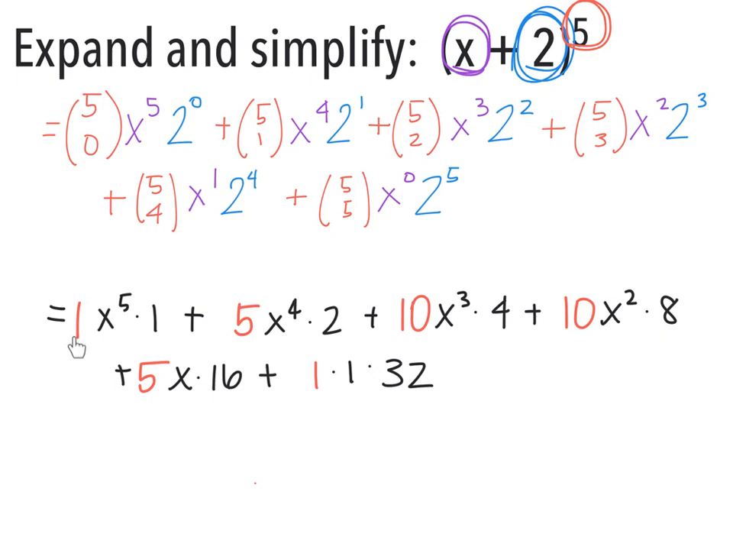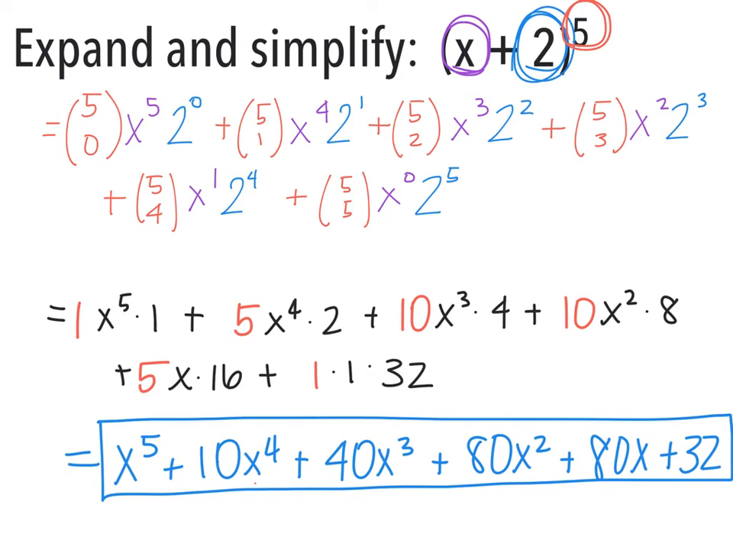All right, notice in red my expansion terms that I start with, so 1, 5, 10, 10, 5, 1. That's the same pattern that we saw at the beginning of the video. So when I expand this whole thing out and I simplify, I get x to the 5th plus 10x to the 4th plus 40x cubed plus 80x squared plus 80x plus 32.